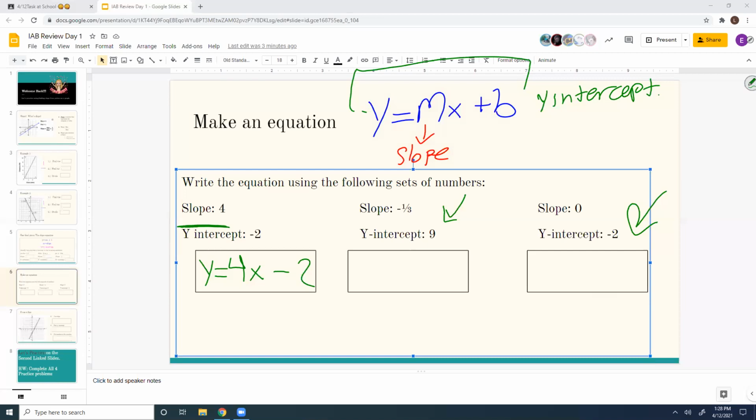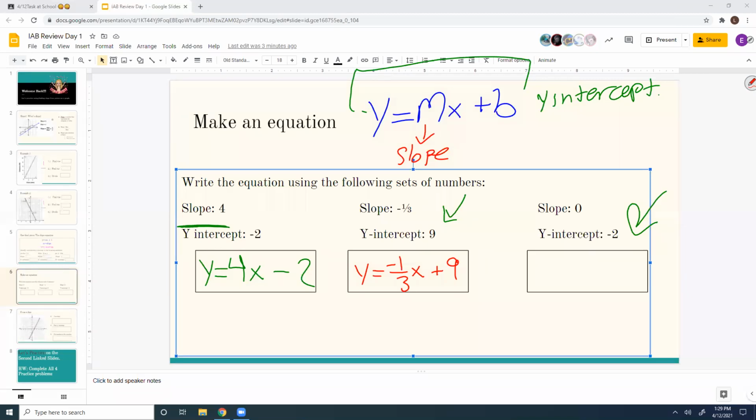Very good. So we're using the form y equals mx plus b, m being our slope, b being our y-intercept. We know this, we've talked about this. Let's write the second equation here. We start with y equals, and then mx plus b. I put y equals negative 1/3 x plus 9. Negative 1/3 x plus 9.